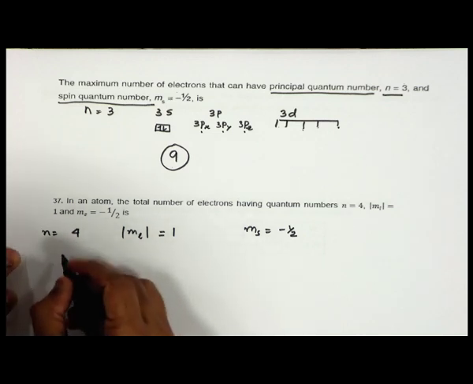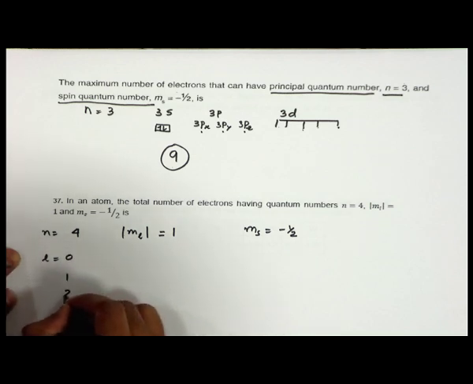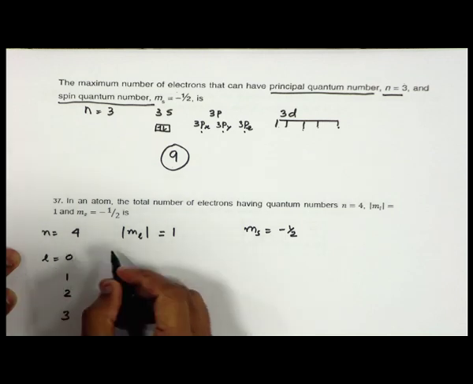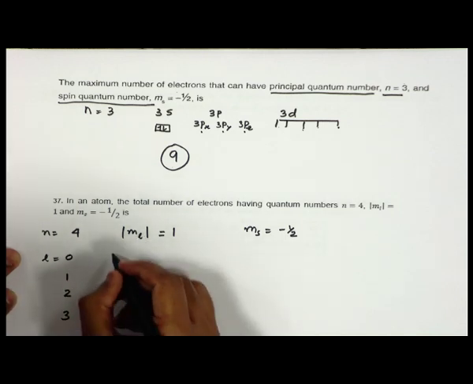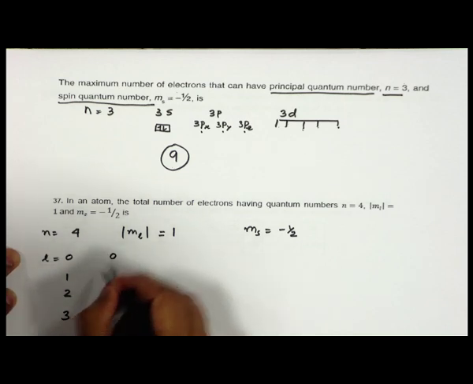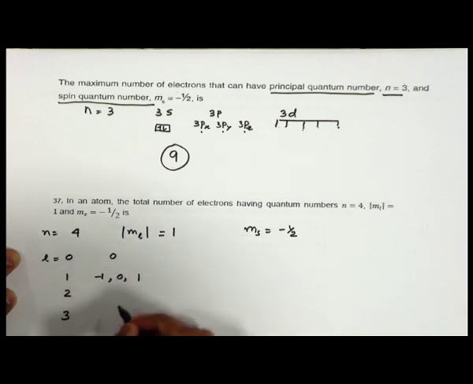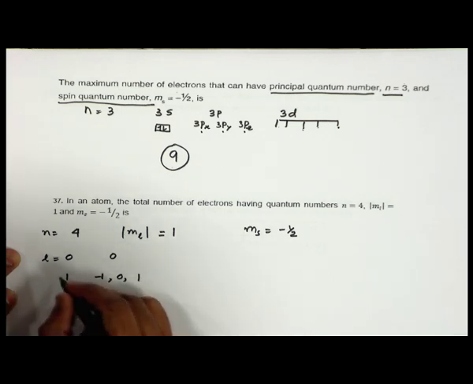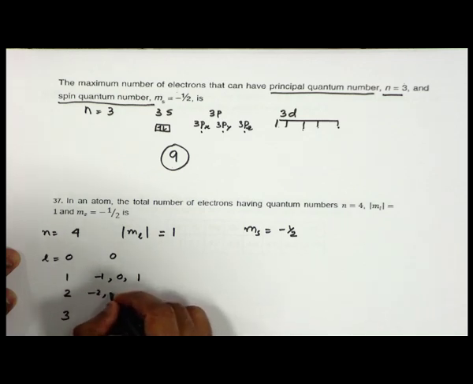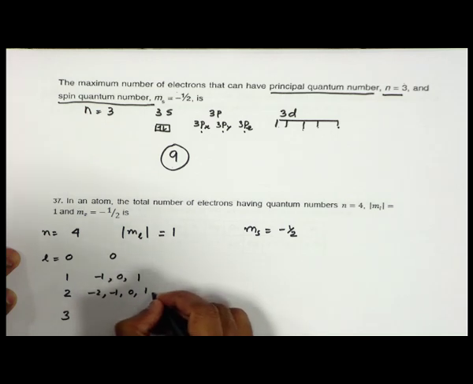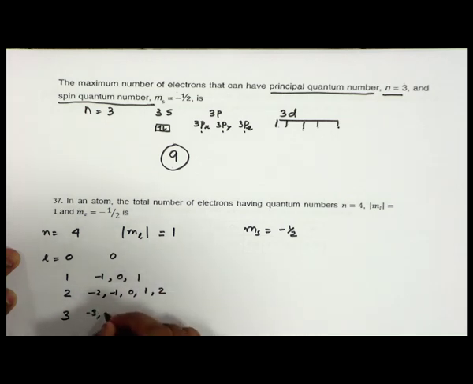When n is 4, I can have L as 0, 1, 2, or 3. When L is 0, the value of ml is only 0. When L is 1, the values of ml are -1, 0, or +1, because I know that it goes from minus L to plus L. When L is 2, I can have m values -2, -1, 0, +1, +2, and similarly -3, -2, -1, 0, 1, 2, 3 when L is 3.